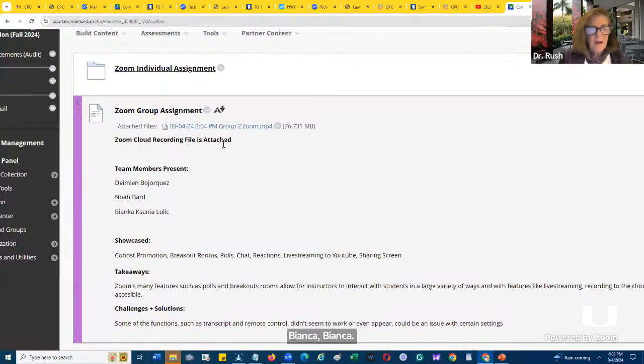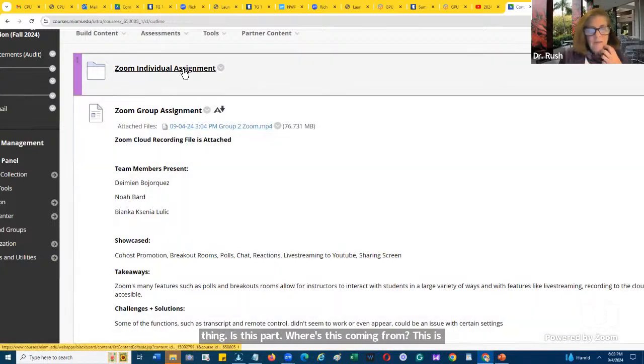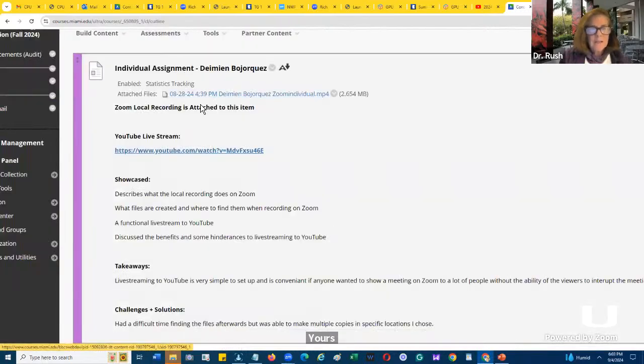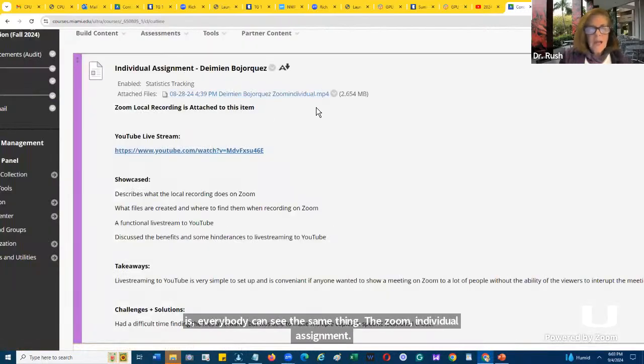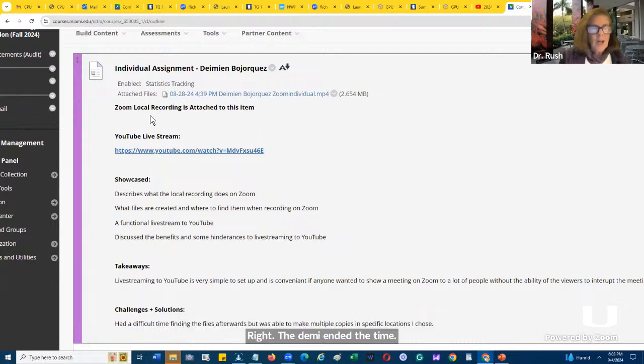And the same thing here. Where is this part coming from? Everybody can see the same thing: the Zoom individual assignment, right? Demian did the time. He said, "Zoom local recording is attached to this item." Perfect. Demian, extra credit here. People can learn from you. Zoom local recording is attached.